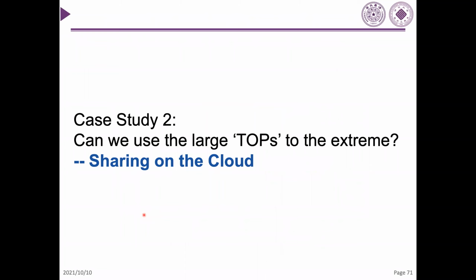The second case study: the first one was more on the embedded part, and I do think there will be a lot of different problems in the embedded part. I will use another case study on the cloud part. The question on the cloud is, can we use the large TOPS to the extreme? That means we need to share all the TOPS among different users. How to share a large neural network accelerator chip on the cloud is a very interesting problem.